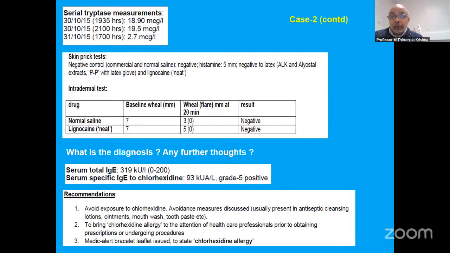But as healthcare professionals, I want to mention a very important point. Chlorhexidine can be impregnated in central lines. I've known patients who are known to be chlorhexidine allergic, and they declared it to the healthcare professional, and they had a central line insertion, and the person doing the central line did not realize that there was chlorhexidine in the central line. It was impregnated, and they got severe anaphylaxis. So this is a really good lesson to take away about chlorhexidine allergy as a possible cause for perioperative anaphylaxis.